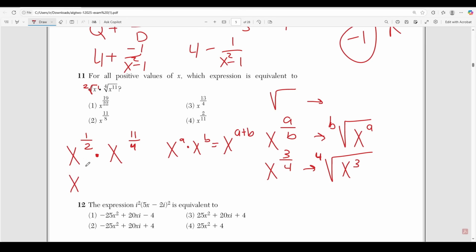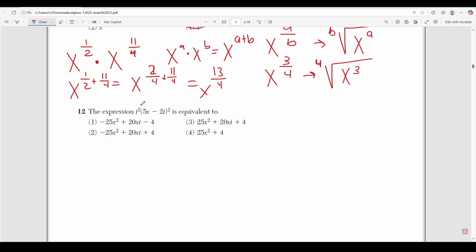So here you're going to add the exponents. You're going to do x to the power of 1/2 plus 11 over 4, which is equal to x to the power of 2 over 4 plus 11 over 4, because whenever you want to add fractions, you need the lowest common denominator, which is 4. So this is equal to 13 over 4. x to the power of 13 over 4, which is choice 3.